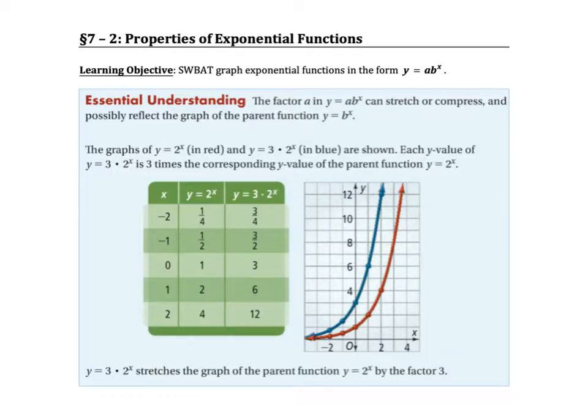So what you can see right here, this red graph is the graph of y equals 2 to the x. And if we give it a stretch factor of 3 and make it y equals 3 times 2 to the x, and we do a table of values, which we're going to be doing to do this, notice how this is stretched vertically in the blue graph.